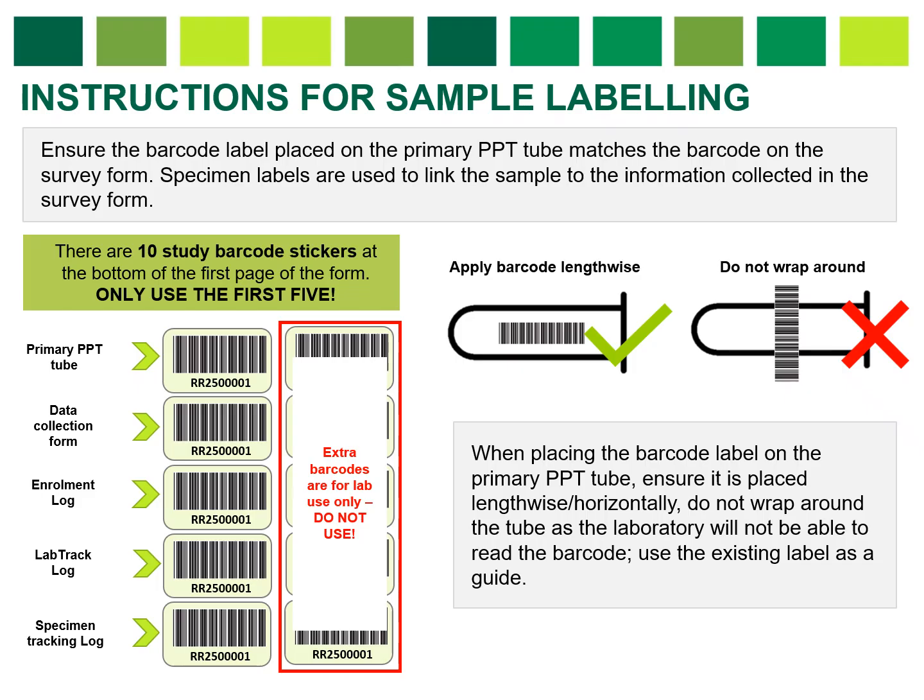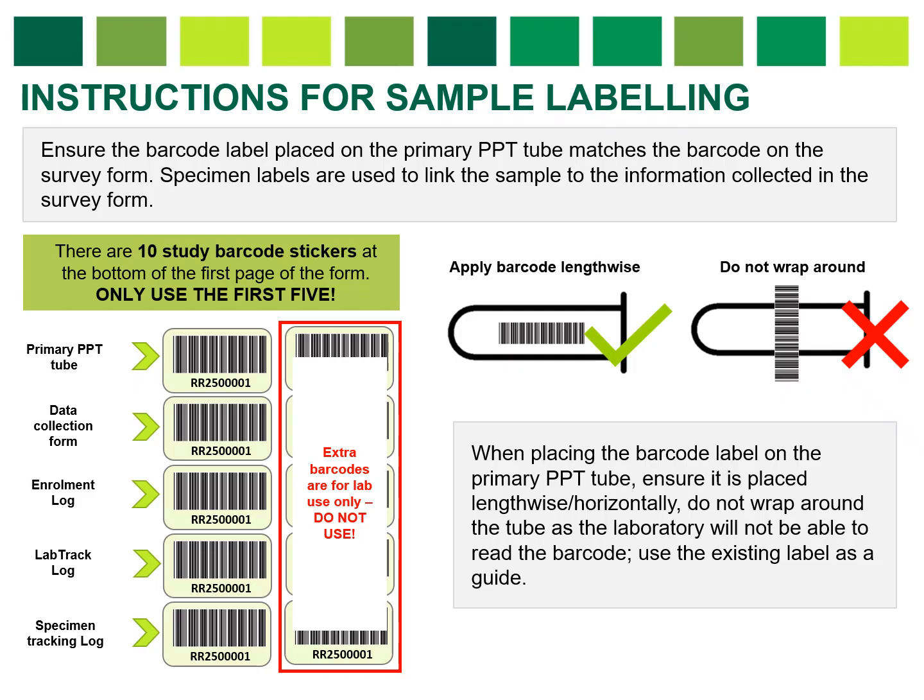When you place the barcode on the sample itself, please make sure it is lengthwise and not wrapped around. The reason is that we use a scanner to scan the tube, so if it is lengthwise, the scanner can read the whole barcode. However, if it's wrapped around the tube, then unfortunately the scanner can't read around the curve, so we'd have to manually capture the information, which makes it take longer in the lab.